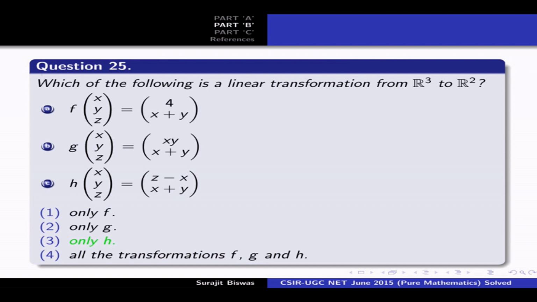Question 25. Which of the following is a linear transformation from R3 to R2? The first map is not a linear transformation because it doesn't send 0 to 0. F of 0 is basically 4 0, so it is not a linear transformation. H is a linear transformation. This follows by definition, as we'll see. And G is not a linear transformation, that we will also see. So the correct option would be only H.